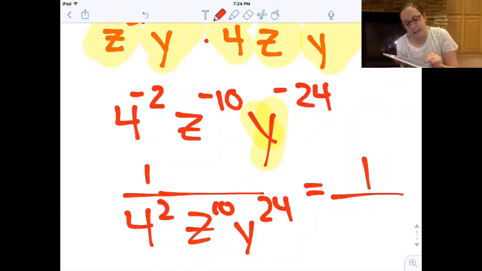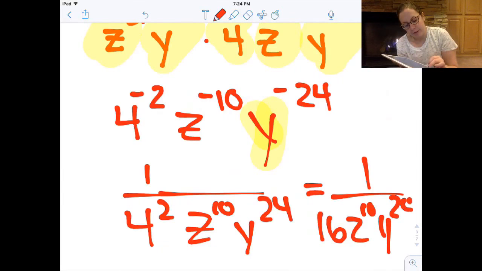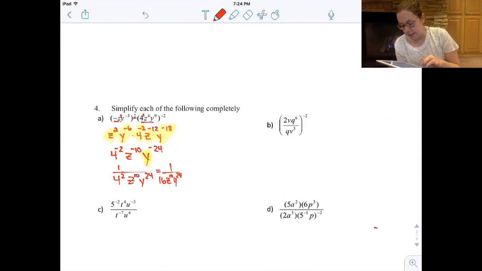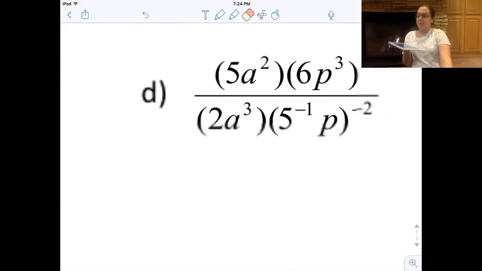All right, let's do one more of these. Let's go to D, because that one's kind of the big mama. So here I see multiplication in the numerator, no powers to powers. And I see multiplication and power to a power in the denominator. So let's start off with the power to a power.